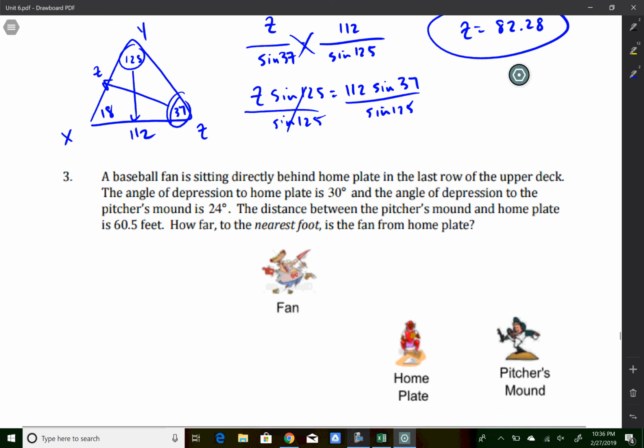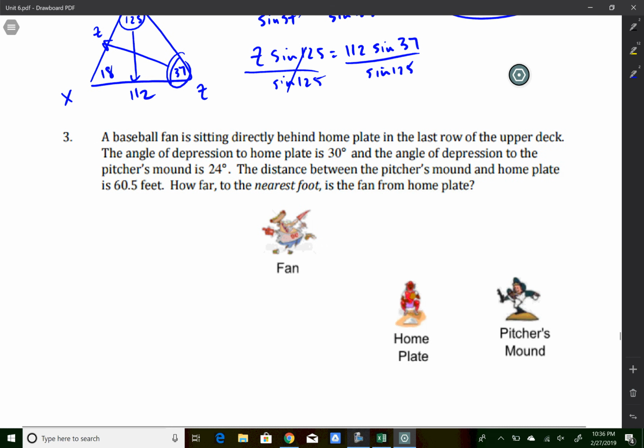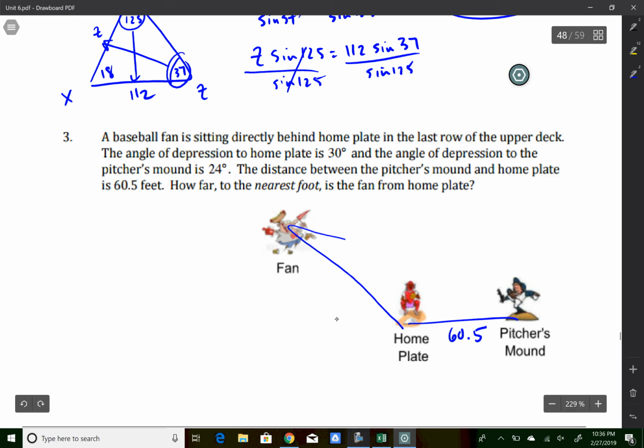All right, let's take a look at this next one. It says a baseball fan is sitting directly behind home plate in the last row of the upper deck. The angle of depression to home plate is 30 degrees. The angle of depression to the pitcher's mound is 24 degrees. The distance between the pitcher's mound and home plate is 60.5 feet. So this is 60.5 feet. I have two angles of depression, one to home plate and one to the pitcher's mound from this fan's crazy seat all the way up in the upper deck.